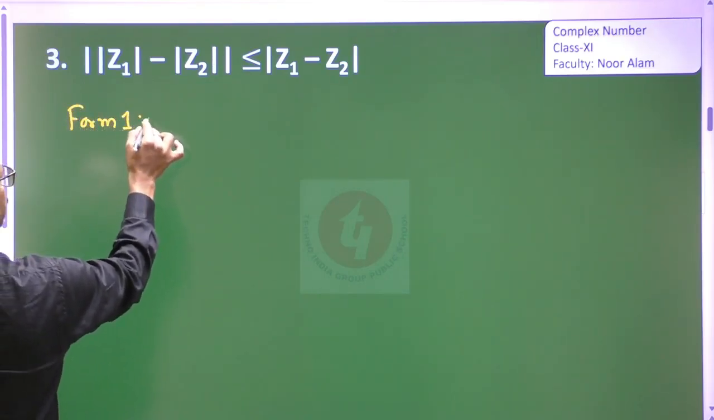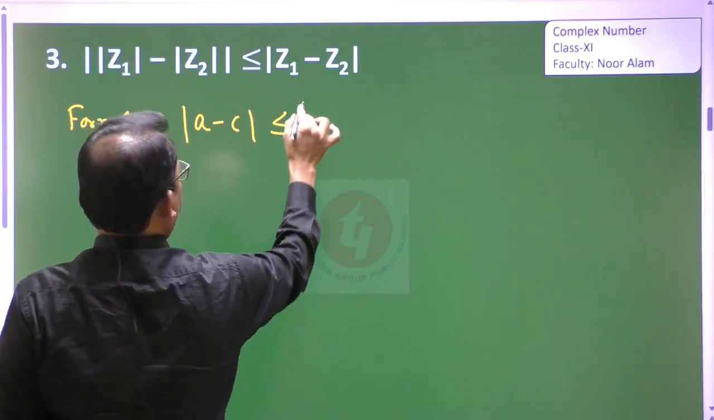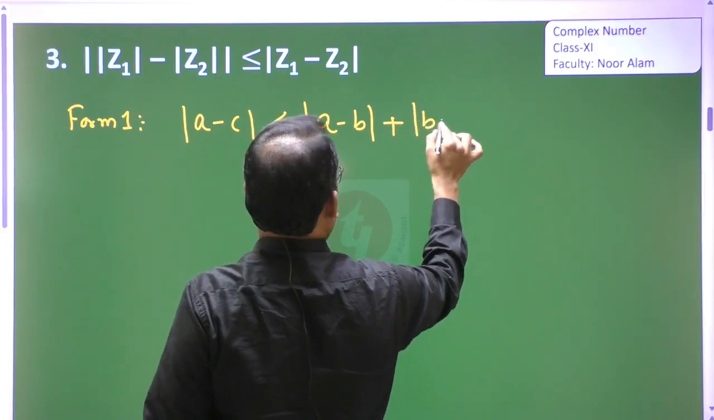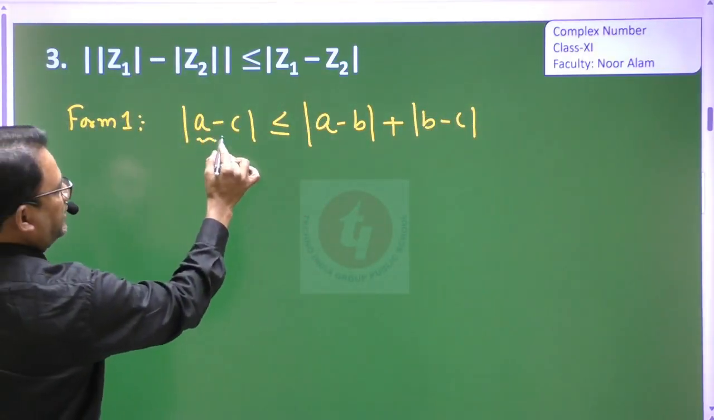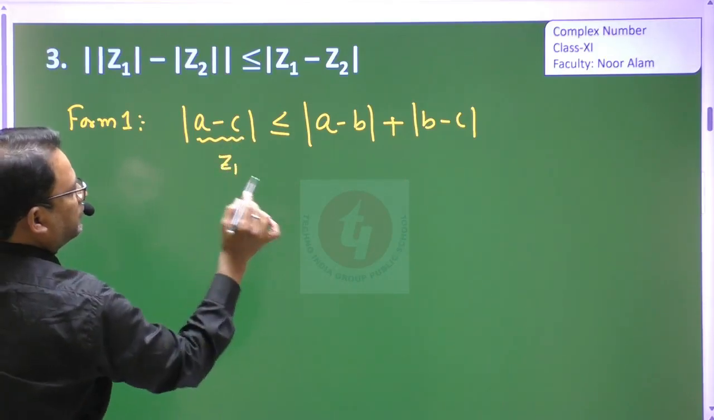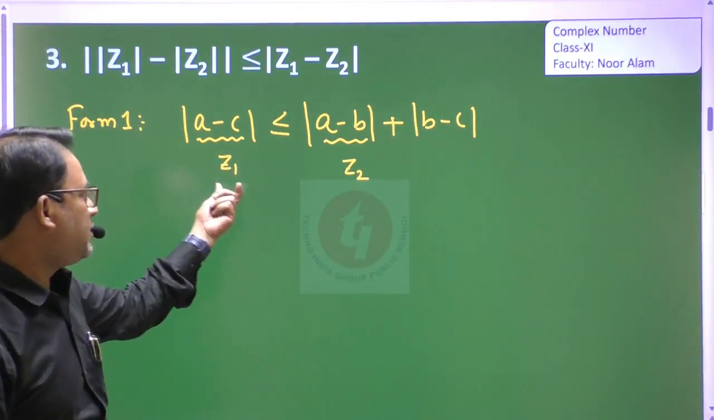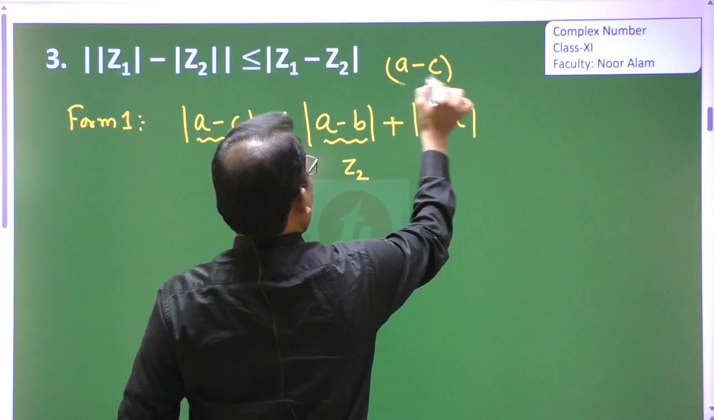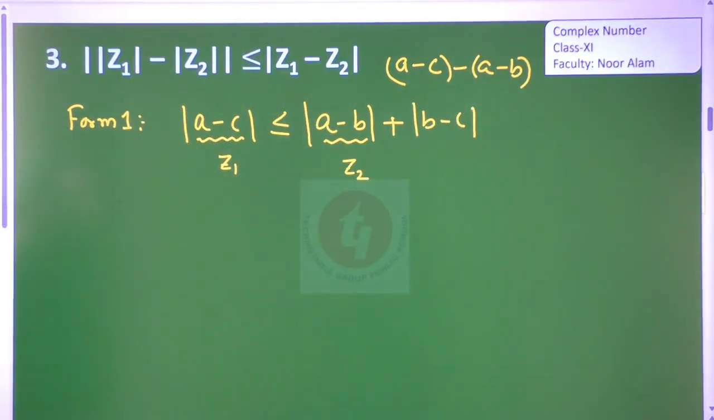Form 1 says that mod of a minus c is less than or equal to mod of a minus b plus mod of b minus c. Now consider this part as z1 and this part as z2. So z1 minus z2 is what? z1 minus z2 is a minus c minus (a minus b). After cancellation of a, you get b minus c.